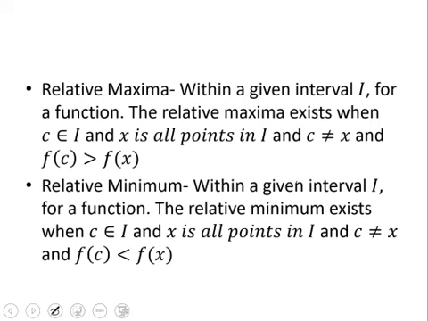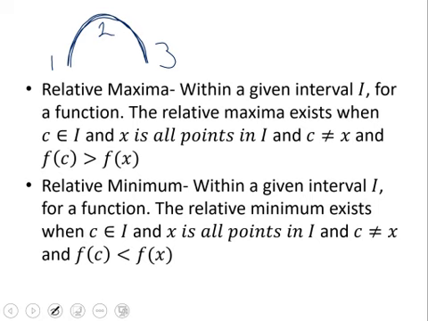Basically what this is saying in math jargon is that if it's the highest point within an interval, so if this is my interval right here, from 1 to 3, and at 2 the f of 2 value is larger than any other number on either side of it, then that is a relative maximum.